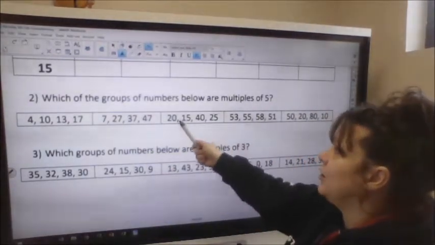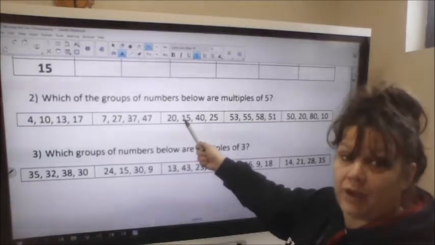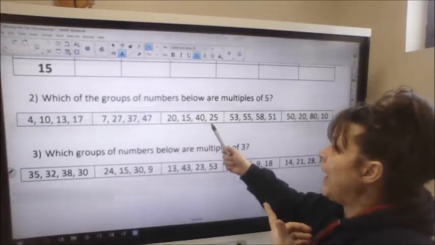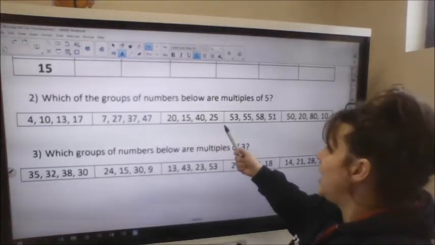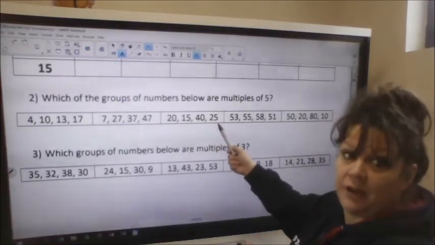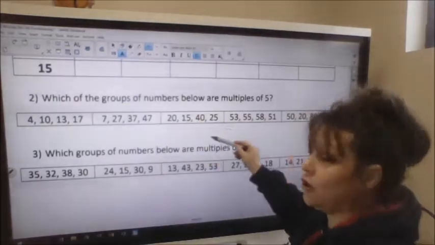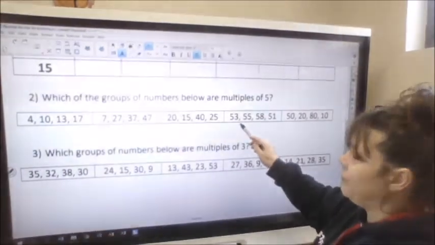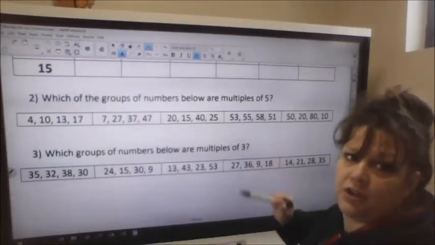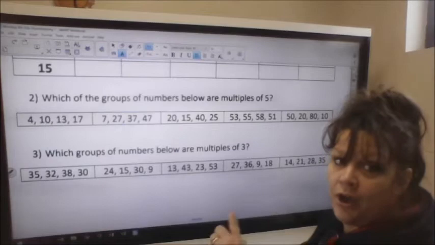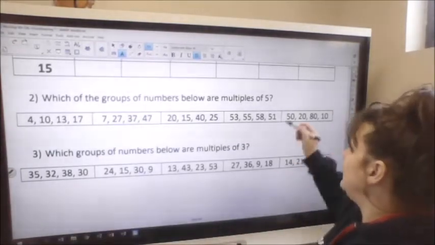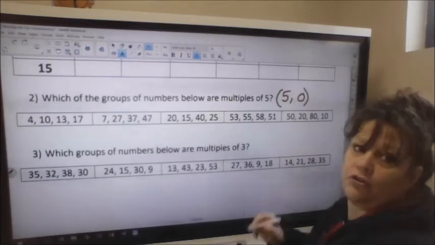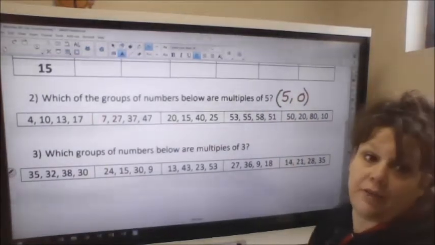So it's not that group. If we look here, 20, well, 4 times 5 is 20. 3 times 5 is 15. 8 times 5 is 40. And 5 times 5 is 25. So it could be this group, but I need to have a look and check the others as well. So 53, no, 53 does not appear in my 5 times table. 5 times table multiples end in a 5 or a 0. Okay, so I know it's not that.